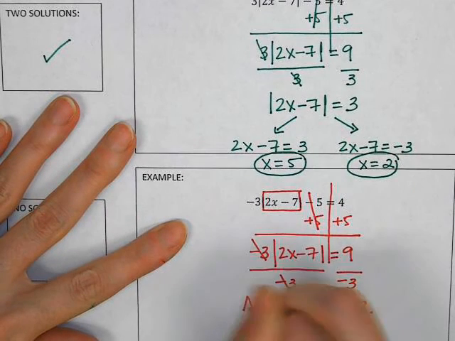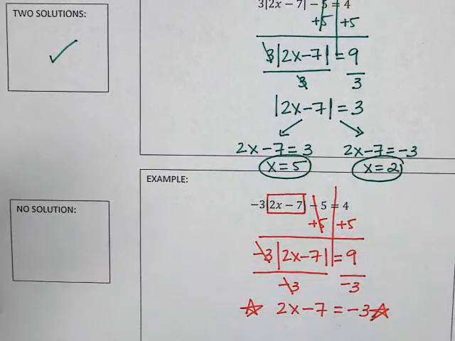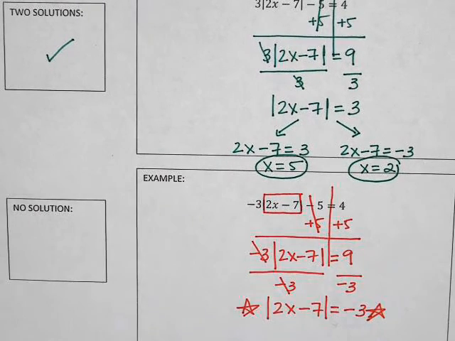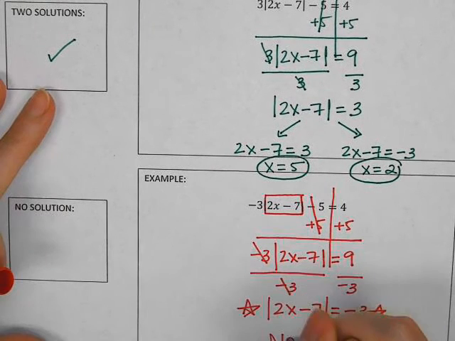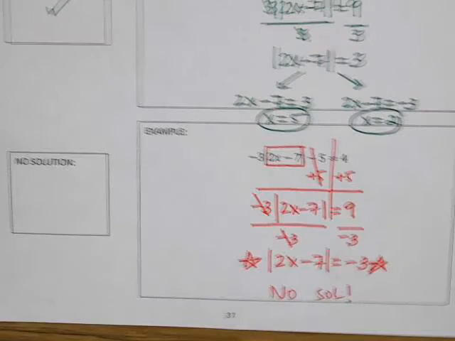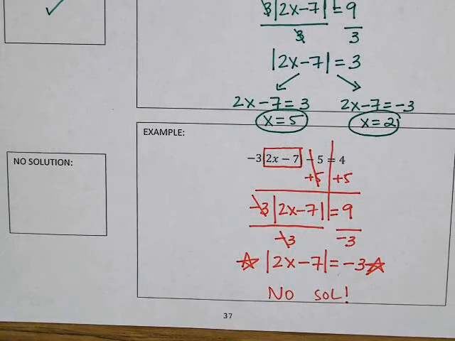Now here is the problem. Here's where you get to stop. These are absolute value. If you ever end up with an absolute value equaling a negative number, you stop. You stop right here and you say no solution. Oh, sorry, you can't see that. Okay, do you guys see the difference?